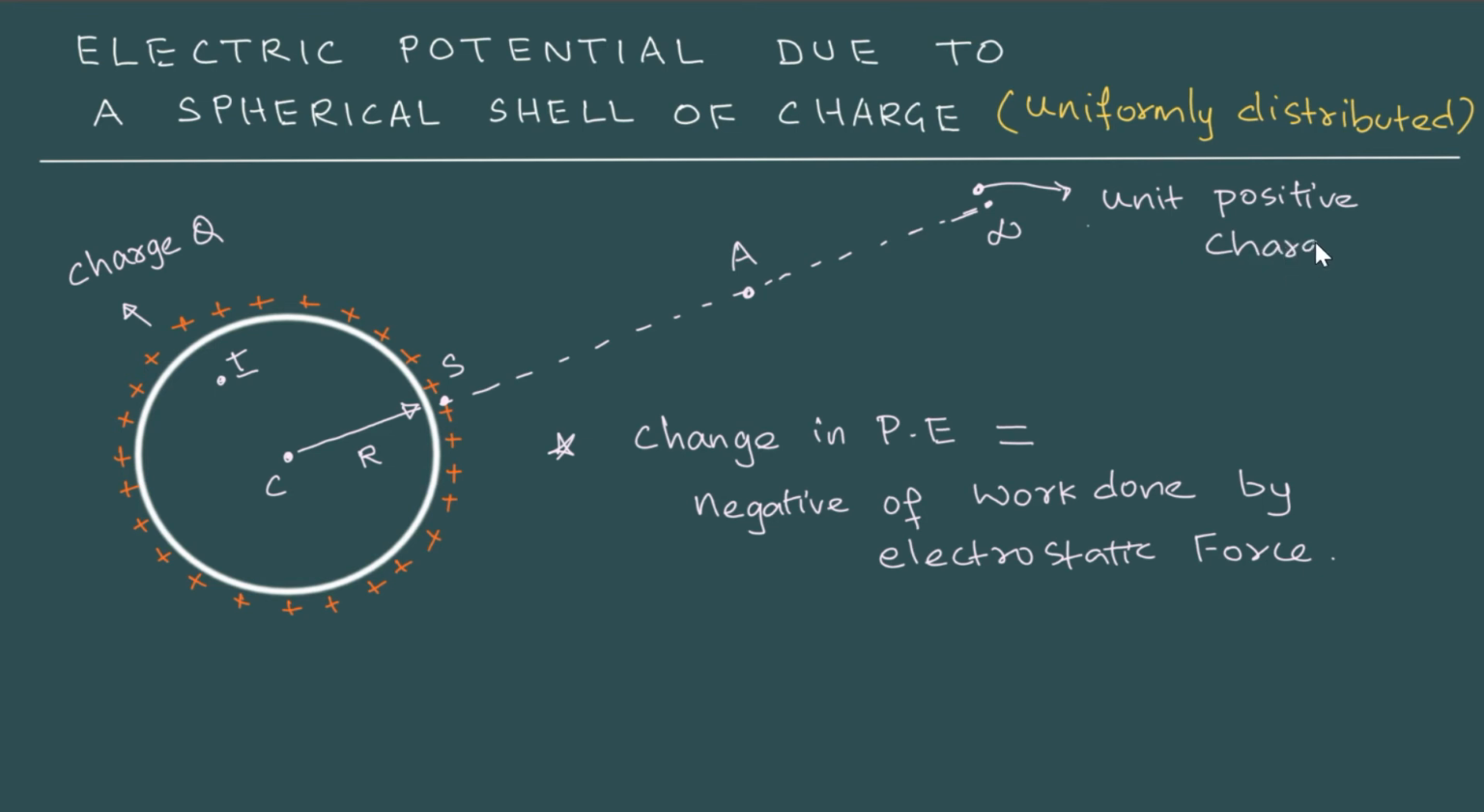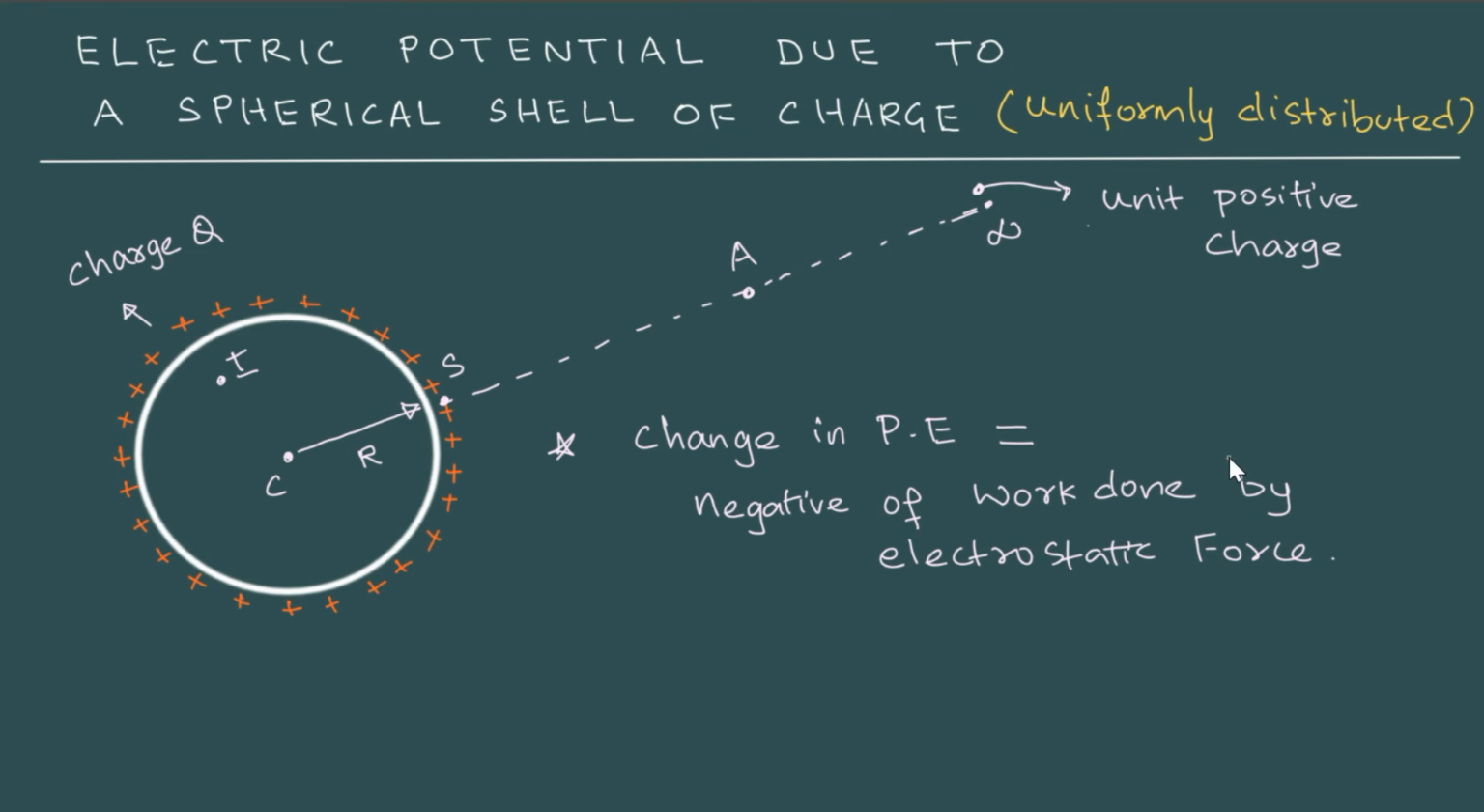So what is our system? Our system is made up of this point charge, unit positive charge, and the shell of the charge. As the distance between these two charges changes, we say the arrangement of the system is getting changed, the configuration is getting changed, and the system's potential energy changes. Now this arrangement is assumed to be changed very slowly when we apply this equation. The change in potential energy is negative of work done by electrostatic force.